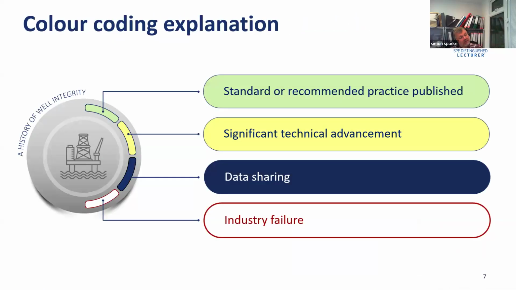Now, what I want to talk about also is moving on to how well architecture has developed over the years. And this is quite important because there are lots of things that we do now that we couldn't do some years ago. And key elements will be shown on this series of slides. In the next few slides I'm going to show, I divide those up into four different elements. There's standards and recommended practices, significant technical advancement, data sharing, and industry failure.